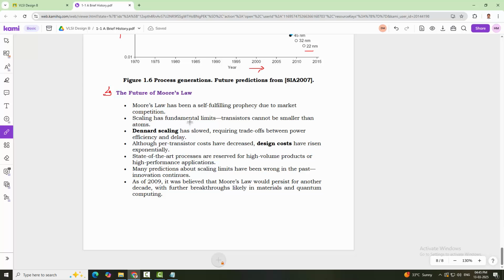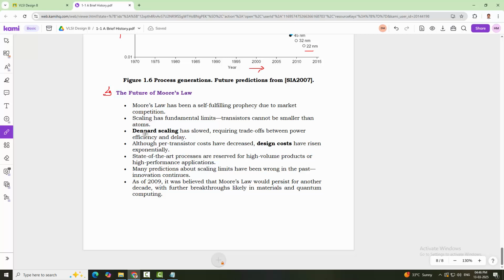And the second thing is scaling and fundamental limits. There are again advantages and disadvantages with reference to reducing the transistor dimensions. A transistor cannot be made smaller than an atom, so that point should be kept in mind. So we can't go lesser than the atom size. So we have a limit for that.